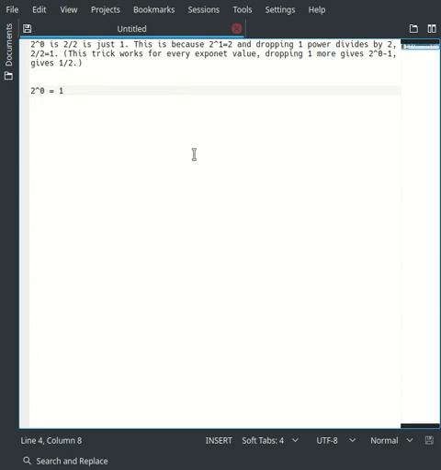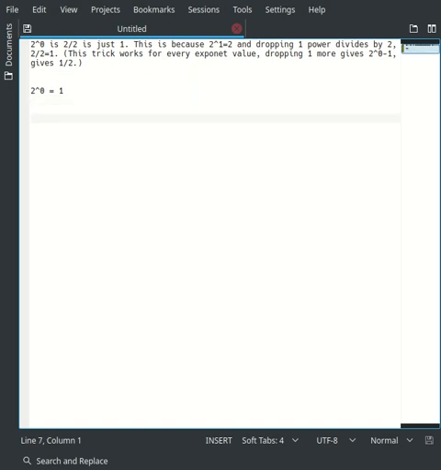It doesn't matter. No idea who this person is. I'm just using that word because I'm used to speaking English. This person is saying 2 to the 0 is 1 because 2 to the first is 2, and dropping 1 power divides by 2. Okay, so this is a new rule, right?